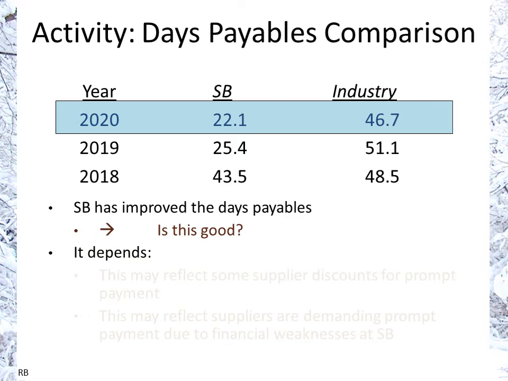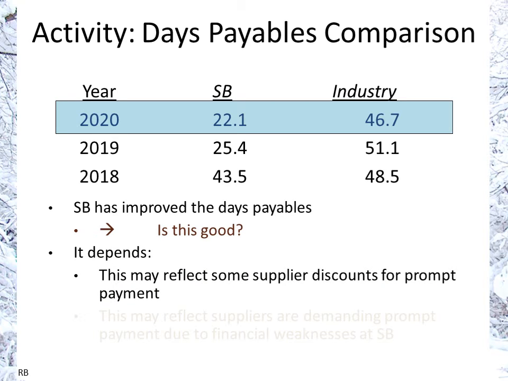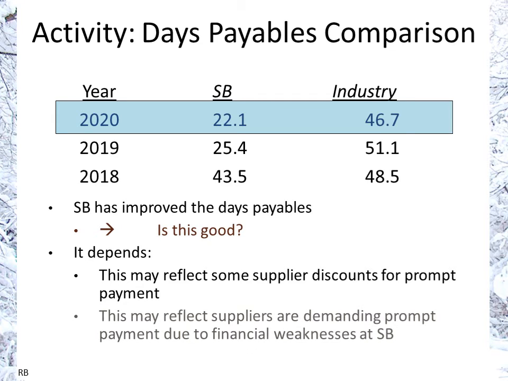Well, it depends, of course. It may reflect supplier discounts for prompt payment. So if you make a quicker payment, you pay less than 100% of the price. Well, that's a benefit. But it also may be reflecting the fact that suppliers might demand prompt payment due to financial weaknesses. So suppliers are not comfortable essentially lending money to Sequoia Bonsai. So the suppliers say we want prompt payment, or maybe even for some parts of their business, cash upon purchase. That might be also the cause here.